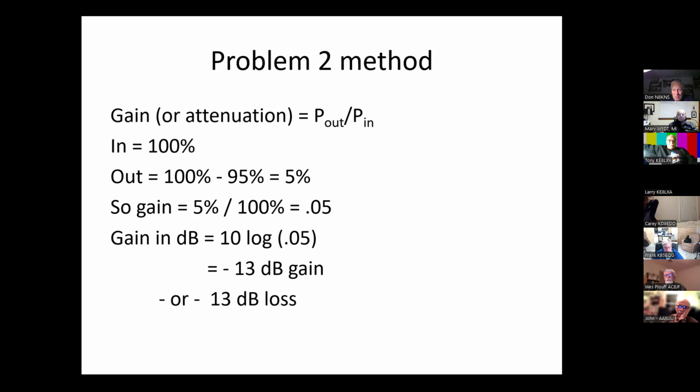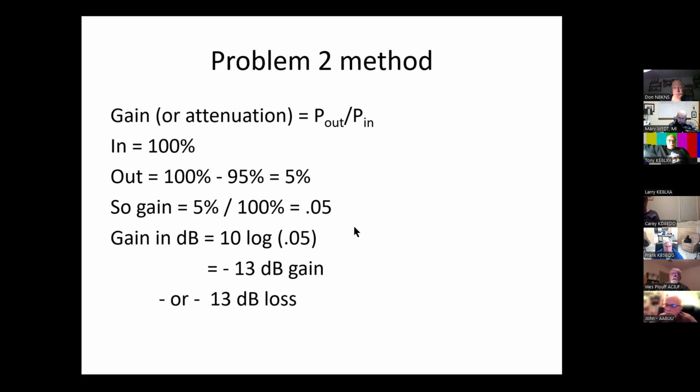And you notice this is just the inverse of the first problem. We went from 5 watts to 100 watts. We went from 100% of noise to 5% of noise. And the answer is the same, but with an opposite sign. So the gain of the earplugs is minus 13 dB, or the loss of the earplugs is 13 dB without the minus sign.